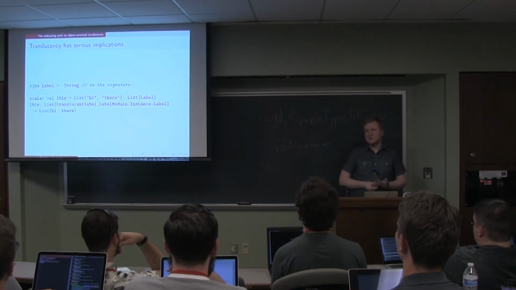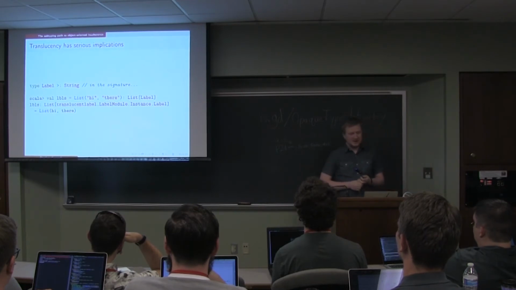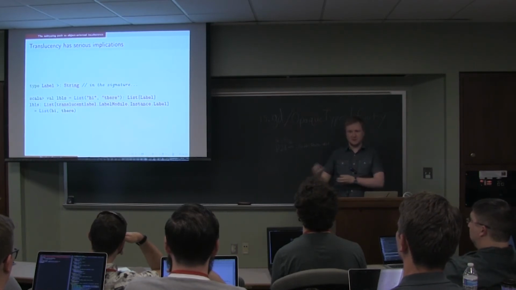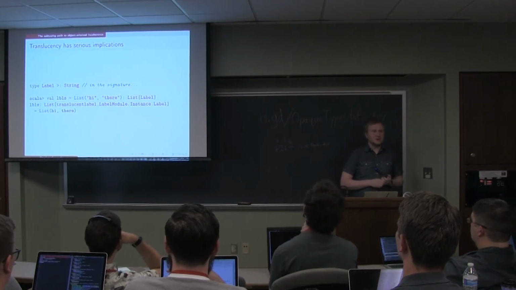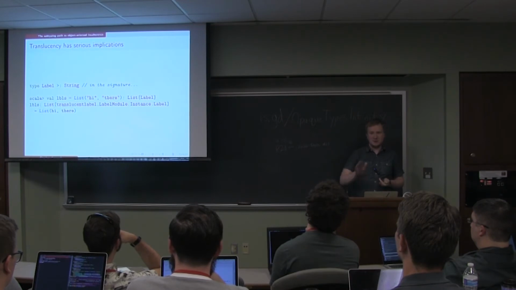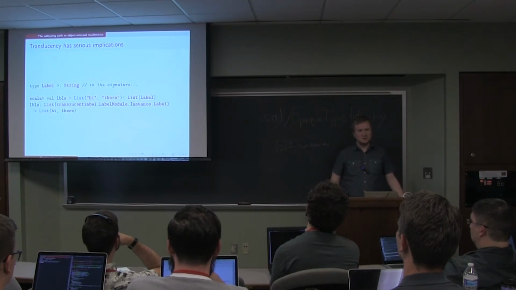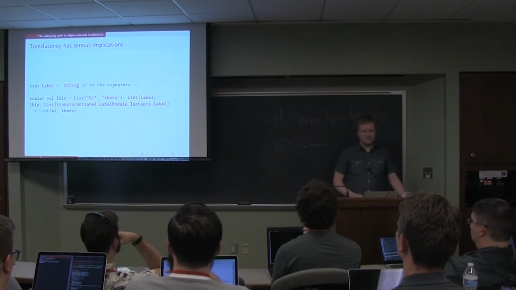So in this case, I'm using the covariance rule in this example. I'm saying that because string is a subtype of label, therefore list of string is a subtype of list of label, right? So if you use translucent types, you have to be aware that Scala will, at any opportunity, use these rules to imply something that maybe you didn't intend to imply. I'm going to show you an example of that a little bit later, because that is exactly what leads to incoherence.